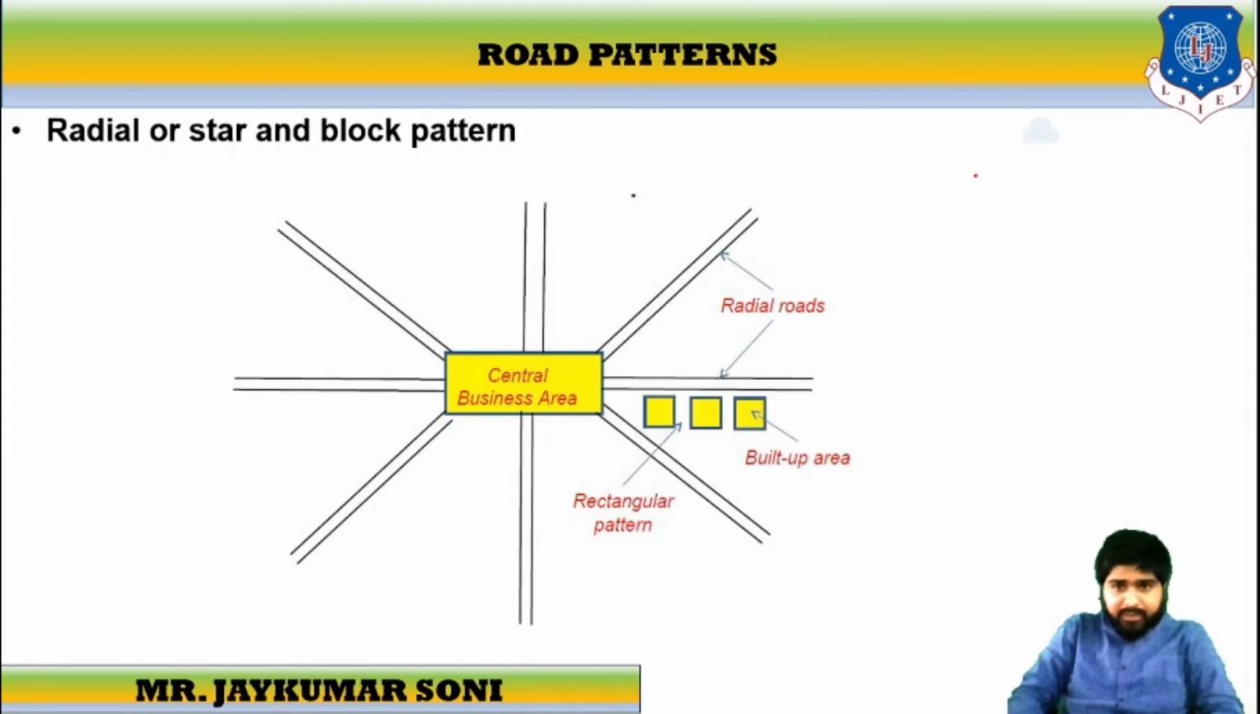See, it is like this. If this is the CBD area and this is the boundary of the city, if someone wants to come from here to here, he does not have to move along this direction if this kind of rays are provided.